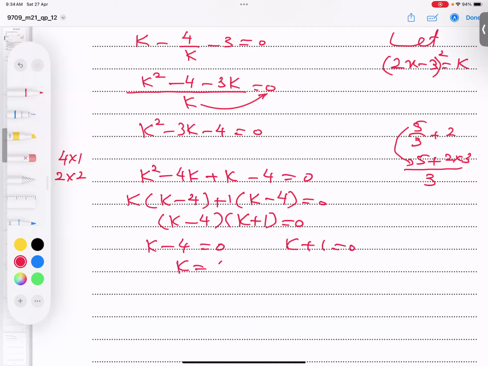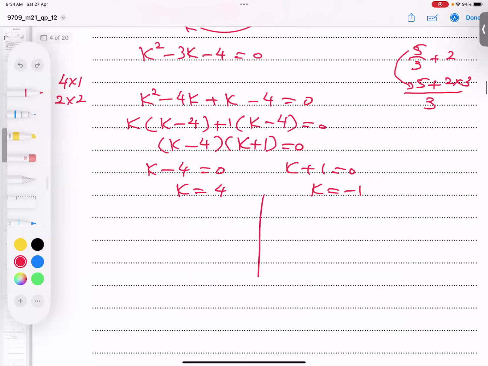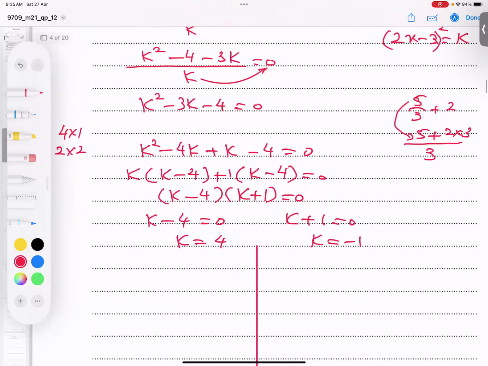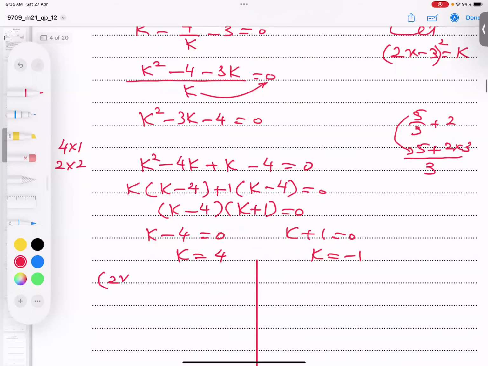I get 4 from here. I got negative 1 from here. Now I'm going to plug both values back into this equation. So let's try to do it. And what is the question? Now 2x minus 3 whole square equals 4, and 2x minus 3 whole square equals minus 1.